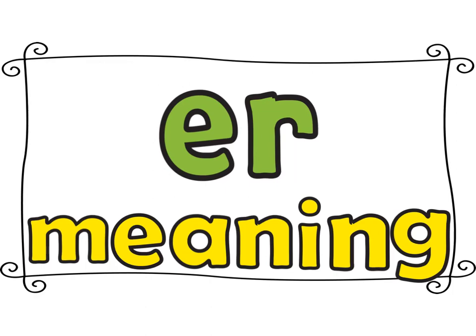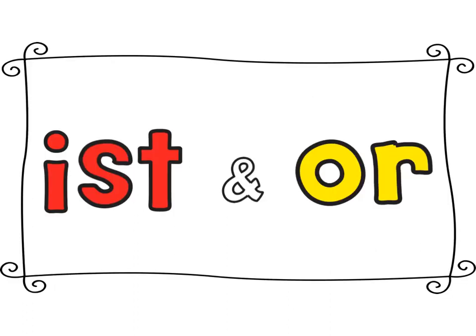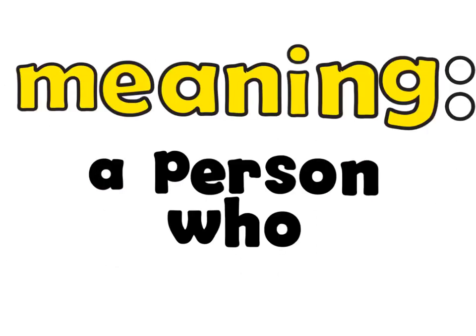So remember, to review, er or can have two different meanings. It can be more or a person who. Let's review ist and or. Ist and or have the meaning of a person who.